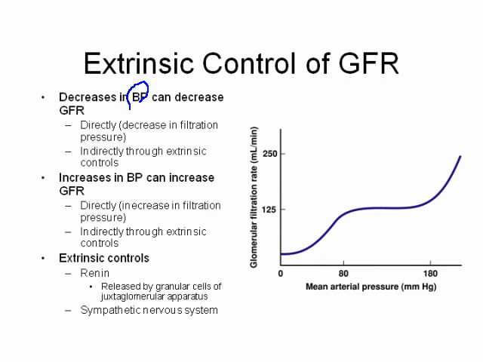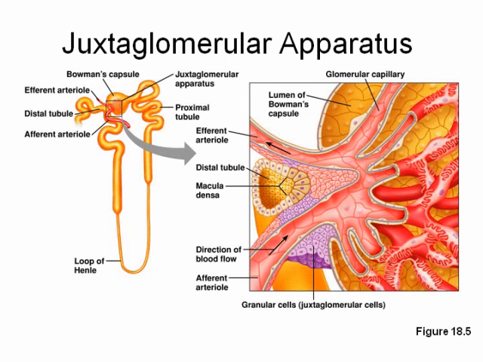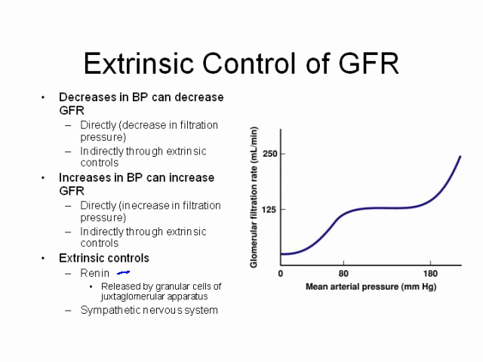Now, blood pressure can also have indirect effects through extrinsic controls, whether or not blood pressure is decreasing or increased. Both of them will affect GFR through some extrinsic controls. These are renin. Renin is released by the granular cells of the juxtaglomerular apparatus. So let's go back here on a slide. These granular cells here that wrap around the afferent arteriole, these cells release renin. And we'll talk about that in a moment. And then, of course, the sympathetic nervous system.